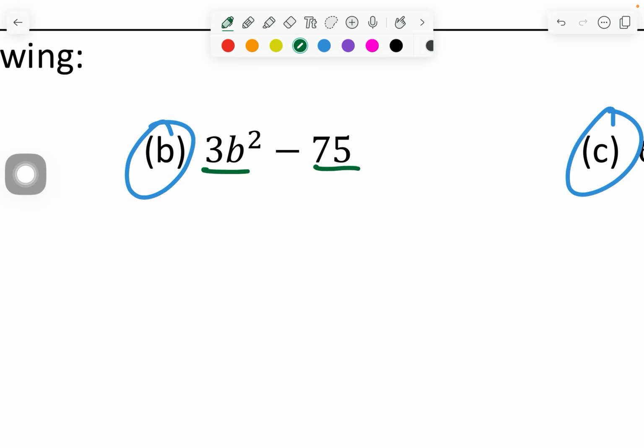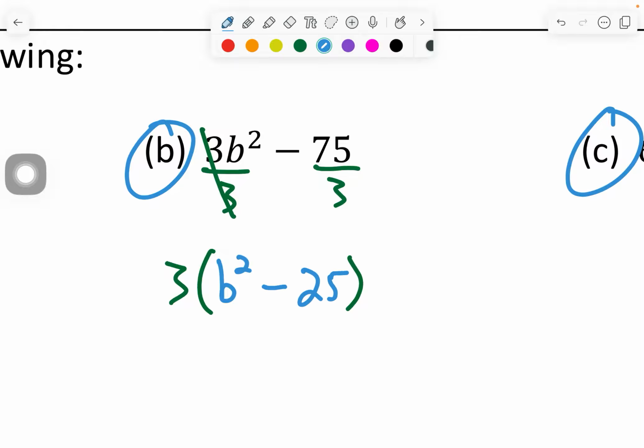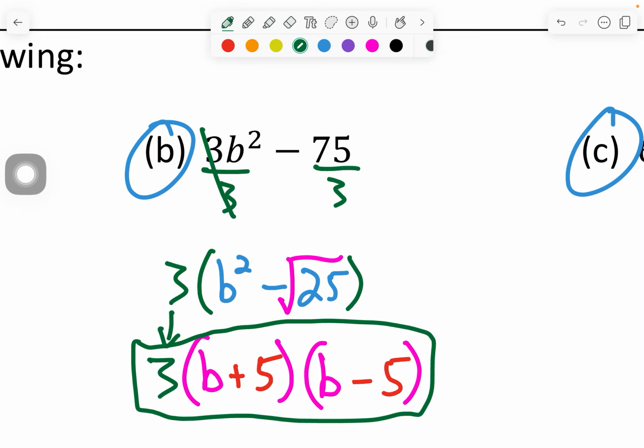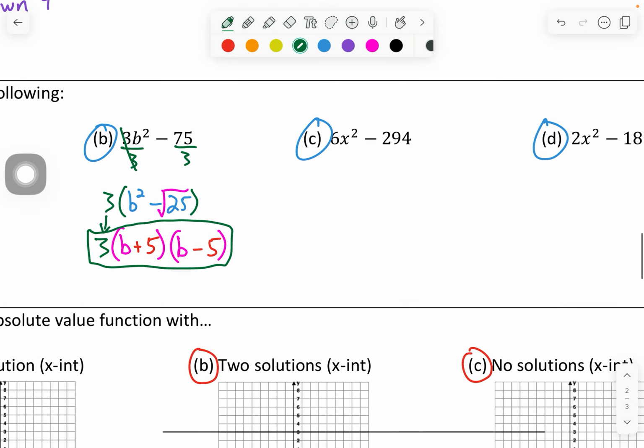Find the GCF. Always divide by that lowest number, see if it works. In this case, it works. I'm going to put the 3 out in front. And what's left is your B squared, because I canceled the 3's. And then minus 75 divided by 3 is 25. And then you do your square root. So then set this up, B and B. Don't write 25. You want to actually do the square root of 25, which is 5. And then put a plus, put a minus, and then do not forget to drop down this 3. Do the same thing with C and D.